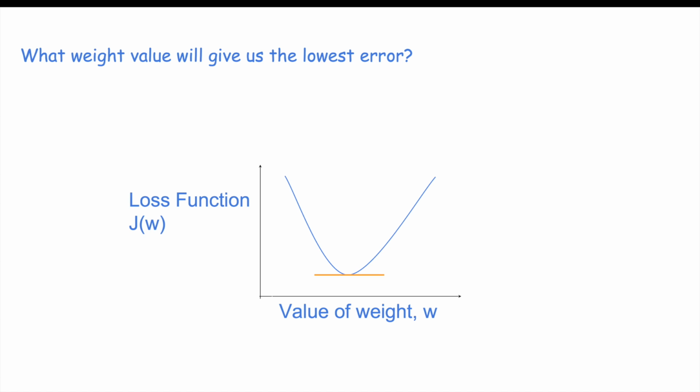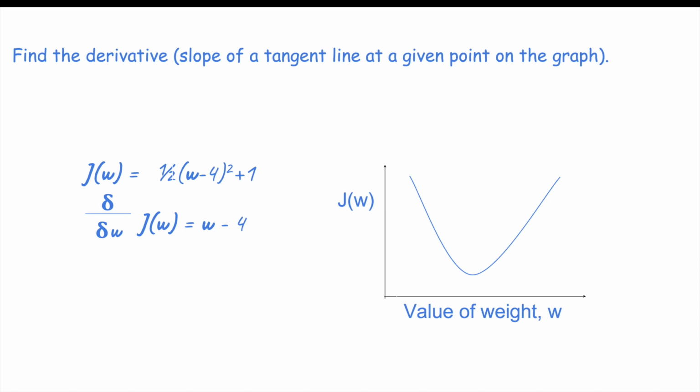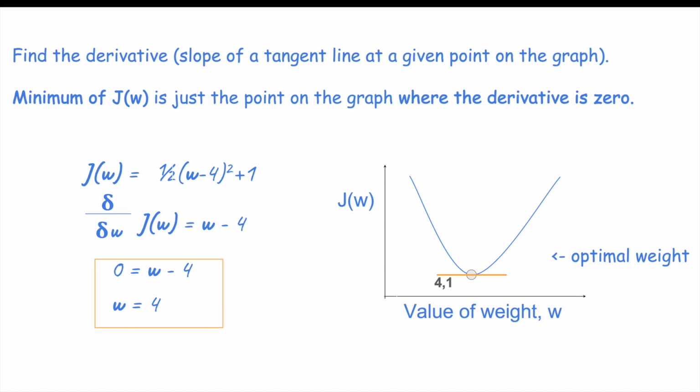So how do we find the slope when the rate of change is not constant? We need to find the derivative. And a derivative is just the slope of a tangent line at a given point on the graph. Then, once we have this, we'll set this derivative to 0, and that gives us the weight value of the lowest possible error.